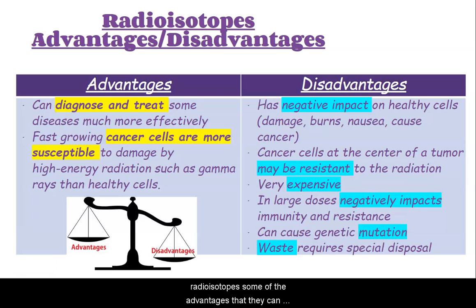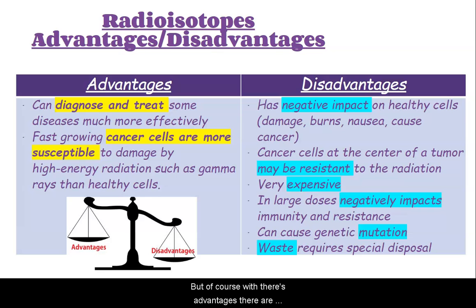Some of the advantages: they can diagnose and treat some diseases much more effectively. The fast-growing cancer cells are more susceptible to damage by the high-energy radiation, such as gamma rays, than the healthier cells, so it can be a much more targeted treatment.